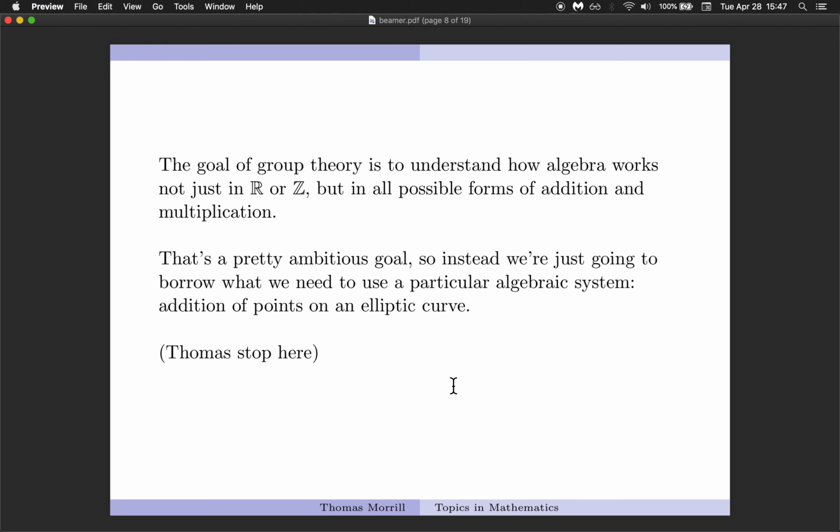So my second part of this lecture is going to be a case study on a particular group. And then finally, I will give the axioms for all groups as the final chunk of this lecture.